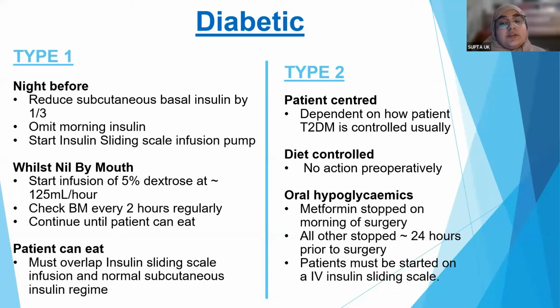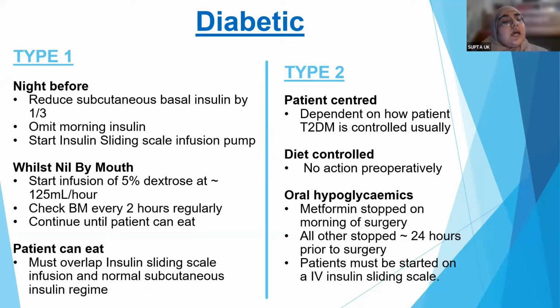And then whilst they're nil by mouth, the patient needs to be prescribed an infusion of 5% dextrose at an approximate rate of 125 milliliters per hour. But the important thing here is they need the sugar, so they need that 5% dextrose, okay? They need regular checking of their BMs every 2 hours, and this continues until the patient can eat post-operatively, okay? So this will be prescribed for a patient throughout their surgery as well.